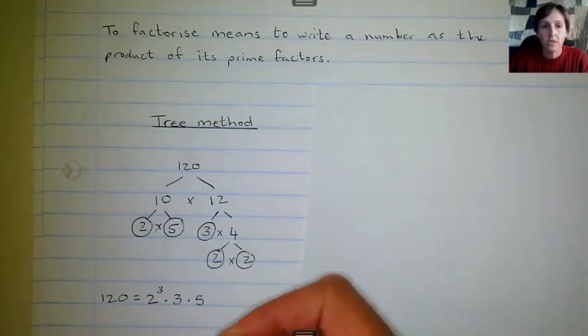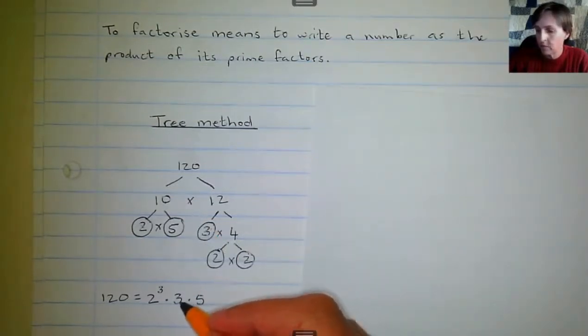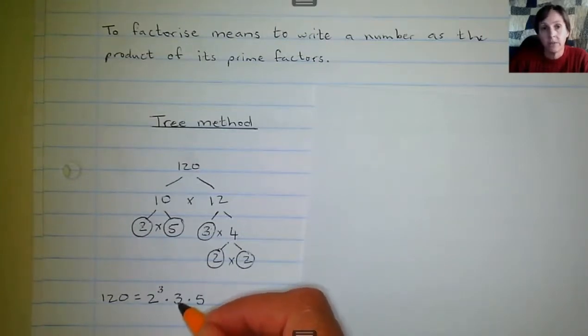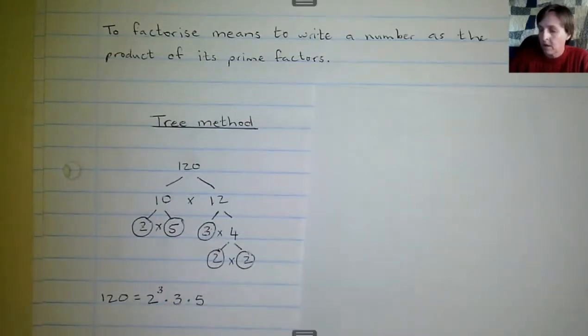Alright, so let's see if that's true. Let's see if that actually works out to be 120. If I say 5 times 3, that's 15, and then there are 3 2's that I've got to multiply, so I've got to double it 3 times. So 5 times 3 is 15. If I double 15, I get 30. If I double 30, I get 60, and if I double 60, I'm going to get 120, so that is correct.